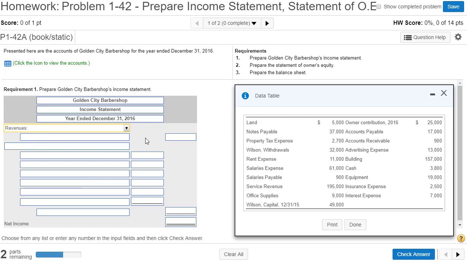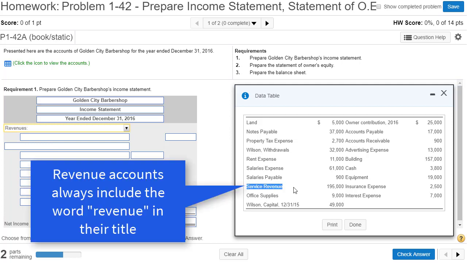So this is just a label, and then down here we're going to list all the revenues. So looking through here, I see one revenue, service revenue, $195,000. So I like to double click, copy and paste, but you don't have to. You can sit here and type in the number, 195,000.